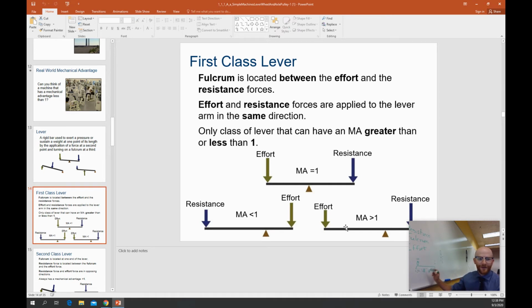So 2 feet, 6. So 6 divided by 2, 6 being the distance of the effort arm, and 2 being the distance of the resistance arm, is 3, right? That's going to equal 3. 6 divided by 2? Yeah, 3. So 3 is the mechanical advantage in this situation here with 100 pounds of force on the end.